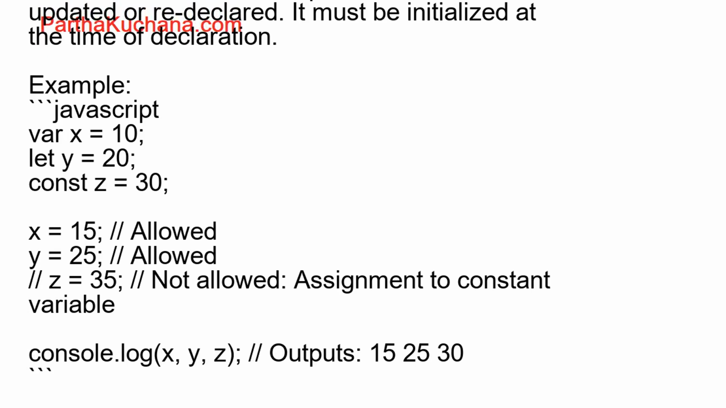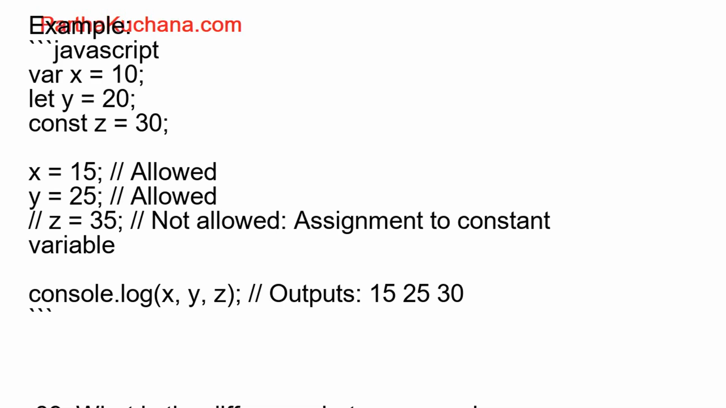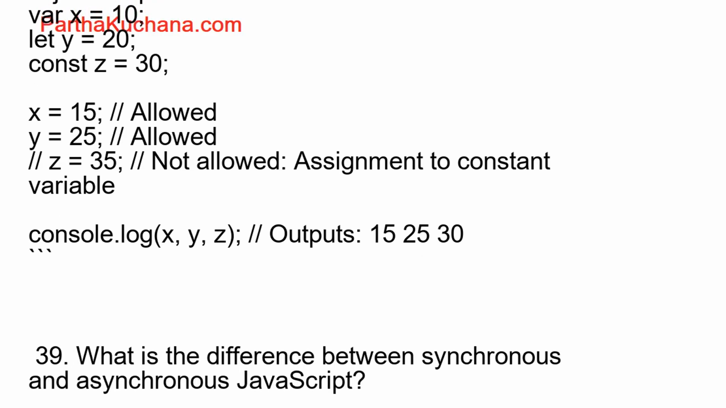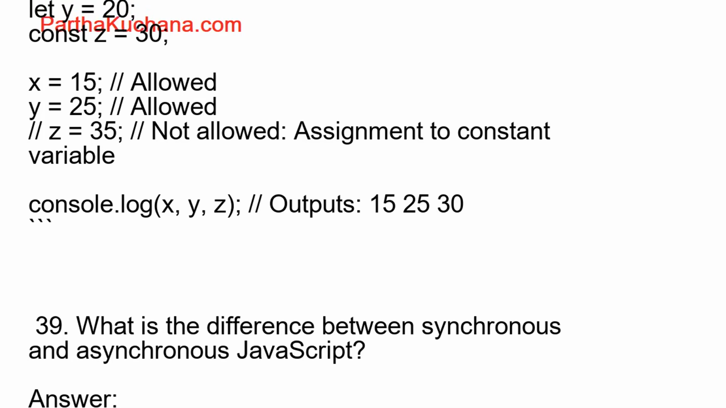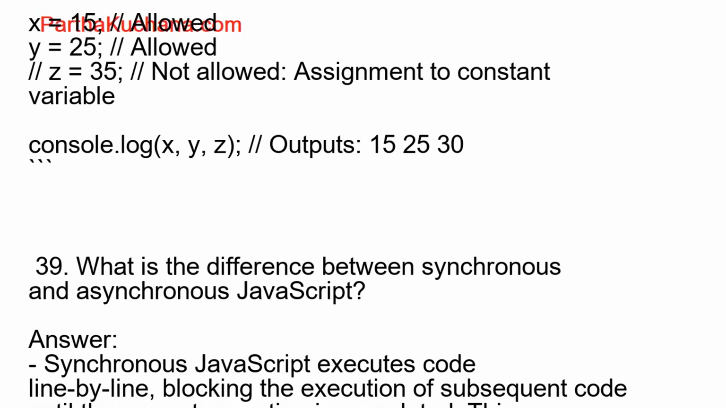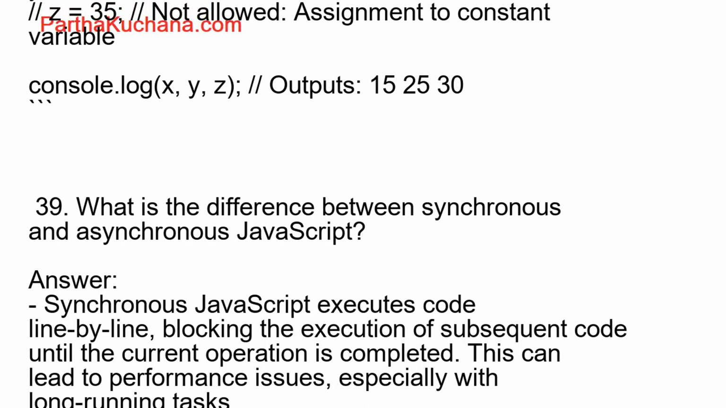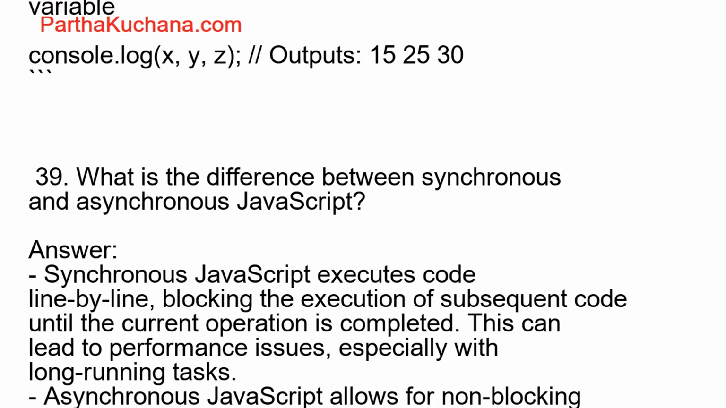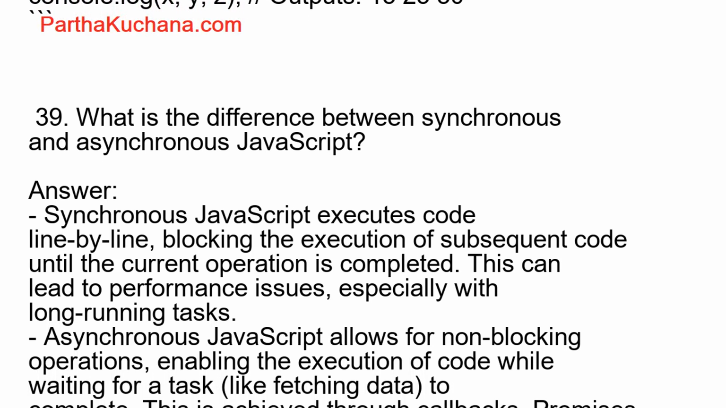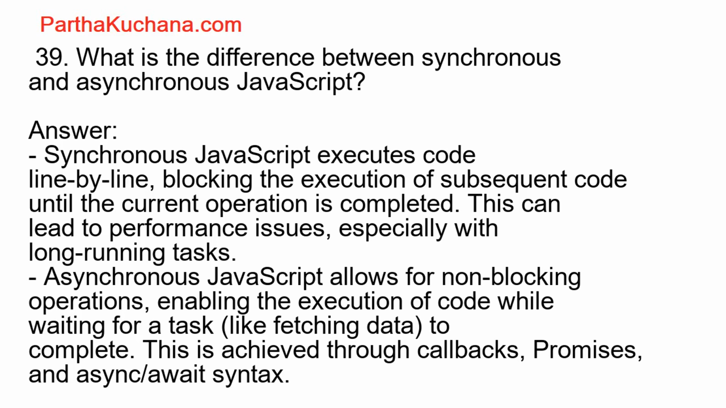41. What is the purpose of the setTimeout and setInterval functions in JavaScript? Answer: setTimeout and setInterval are both methods that allow you to execute code after a specified period of time. setTimeout executes a function or a piece of code after a specified delay in milliseconds. It only runs once. Example: JavaScript. setTimeout(() => console.log('Executed after 2 seconds'), 2000); // outputs: Executed after 2 seconds.